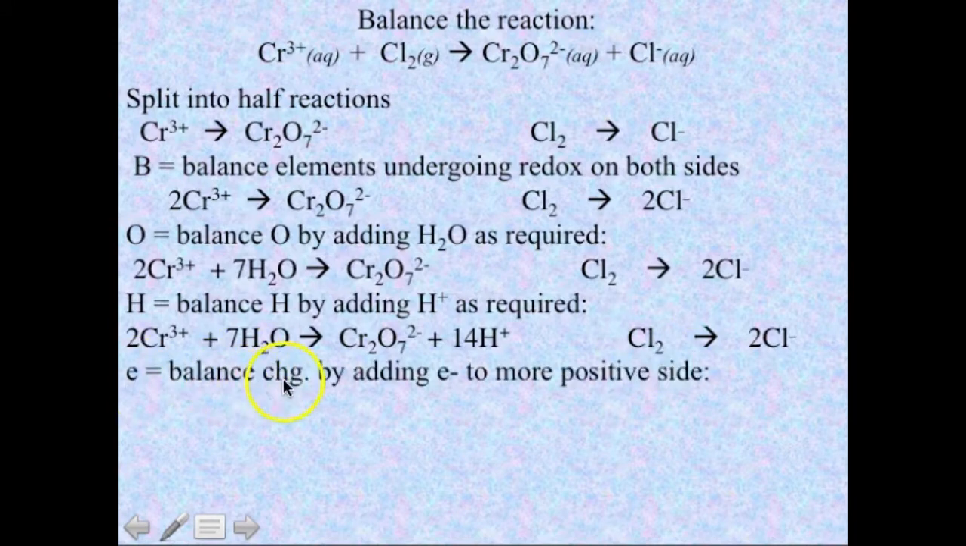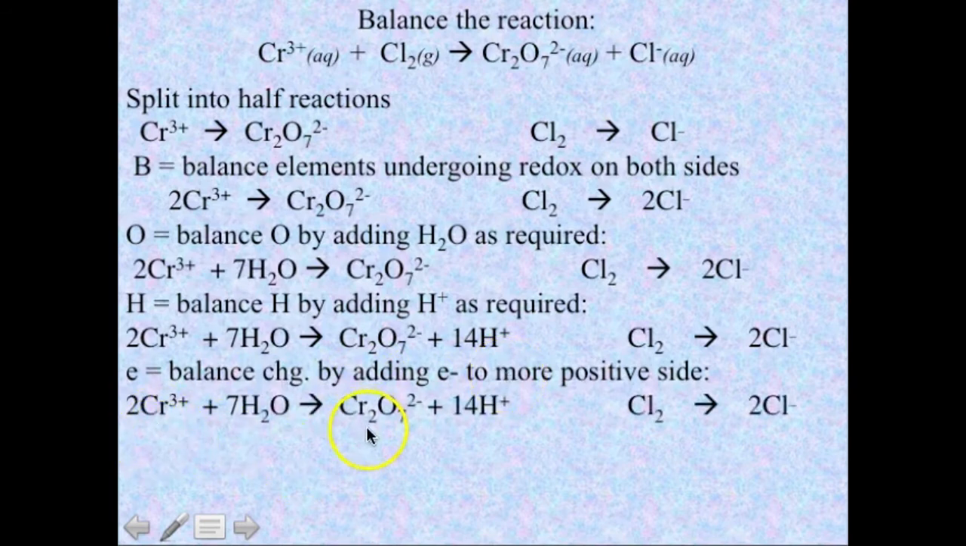Electrons. We balance the charge by adding electrons to the more positive side. So here are our 2 half reactions, and we have to figure out the charge on both sides for each one of these half reactions. On the chromium, we have 2 times plus 3, or a plus 6 charge. Over here, we have 14 H+ and a 2-. So that's a total of plus 12 on the product side. Plus 6 and plus 12. For the chlorine, we have 0 on the reagent side and then a 2- on the product side.